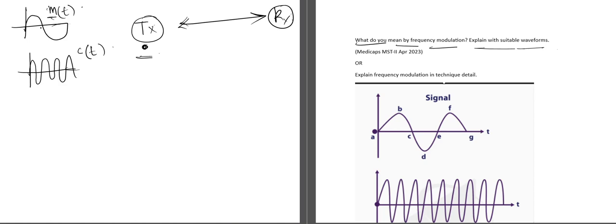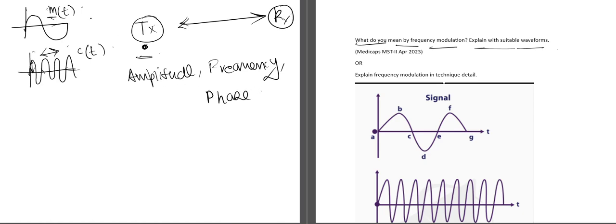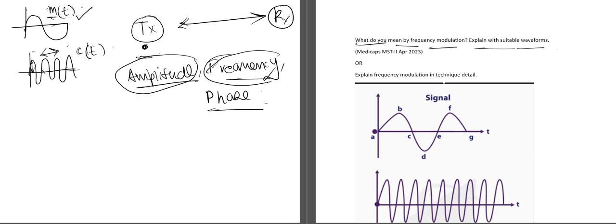Now this particular carrier signal has three entities: amplitude, frequency, and phase. In order to use this carrier signal to modulate the message signal, these three entities of the carrier signal can be changed. It will be either amplitude, or frequency, or phase. In our question we are asked about frequency modulation.